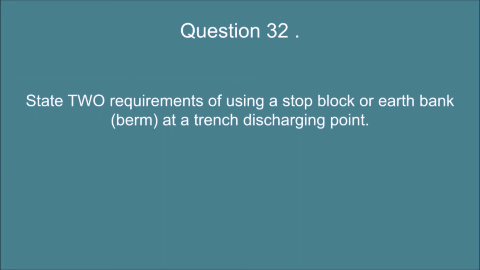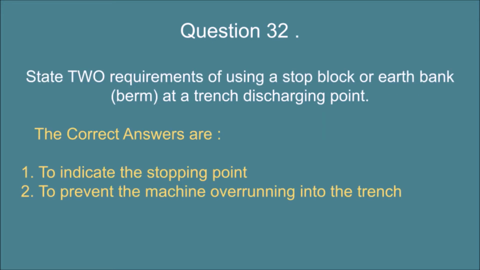Question 32. State 2 requirements of using a stop block or earth bank, berm, at a trench discharging point. The correct answers are, 1. To indicate the stopping point, 2. To prevent the machine overrunning into the trench.